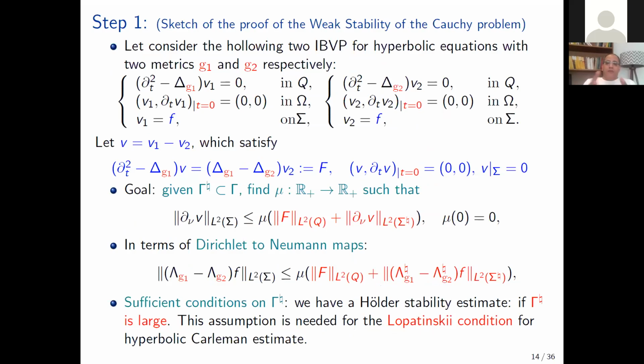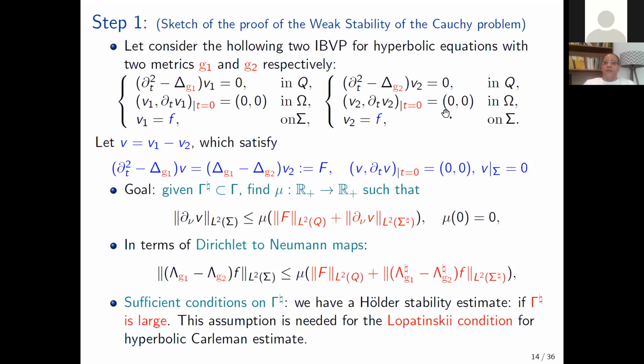Now I will give you some details for the proof of the first step. The first step is to prove some relation between the partial Dirichlet-to-Neumann map and the global Dirichlet-to-Neumann map. So assume that we have two metrics, g1 and g2. Then I consider the following initial boundary value problems. The first one is the wave equation with the metric g1, initial data equal to zero, and the boundary condition equal to f.